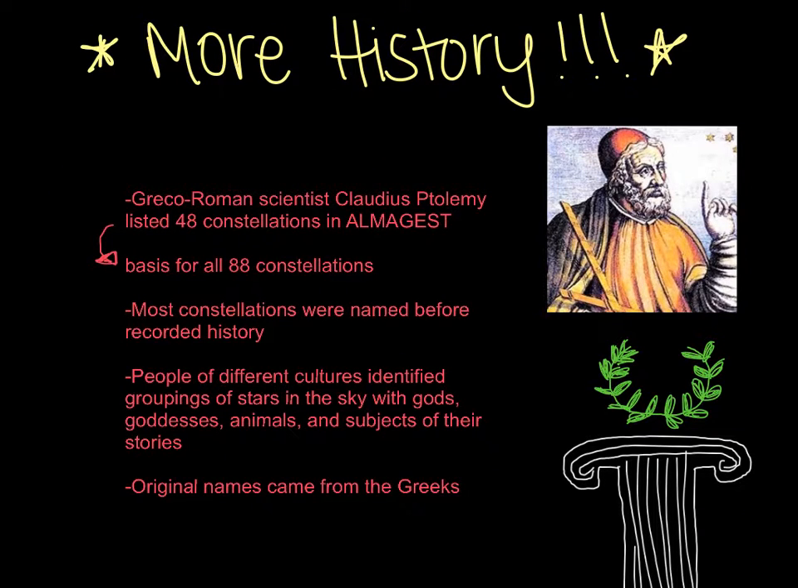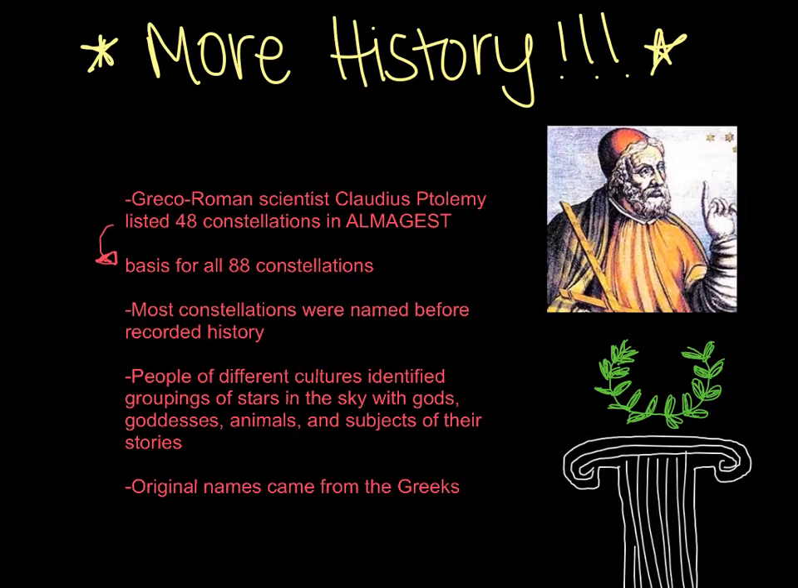So about 500 years later, a Greek-Roman scientist named Claudius Ptolemy listed all 48 constellations in his book Almagest. Ptolemy was also a mathematician and a writer. So this book Almagest, where he kept all the constellations, was kind of the basis for all the 88 that we have today. And the 48 constellations and the names he gave them still exist today and are the basis for these.